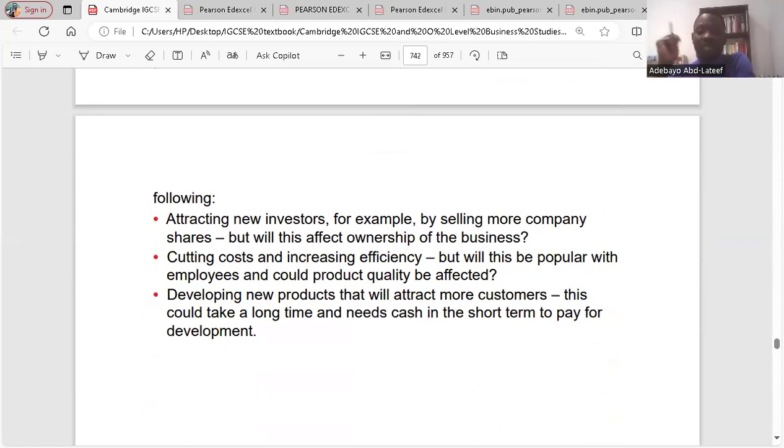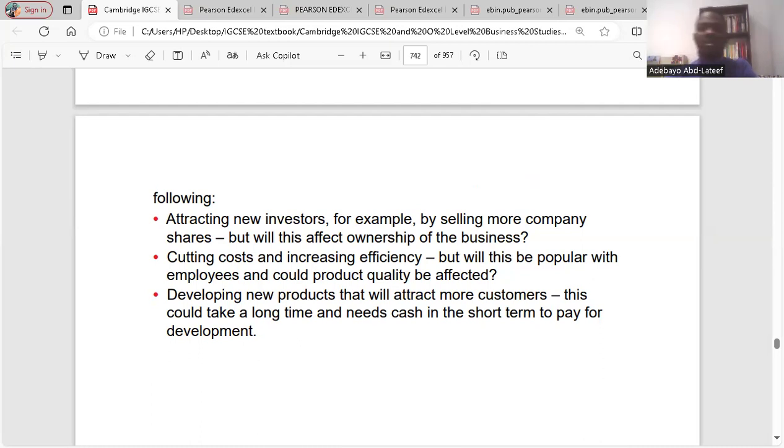But will this be popular with employees, and could product quality be affected? So when you are cutting costs, it will affect either employees or the product itself. If it's about the product, you are thinking about getting cheaper raw materials. What about the quality?